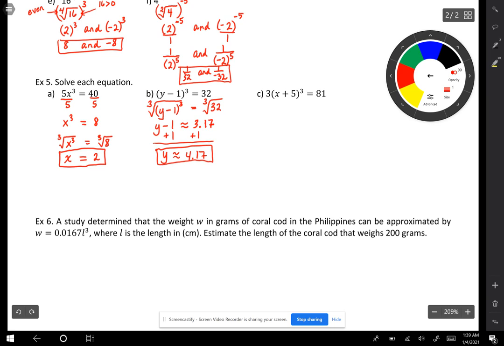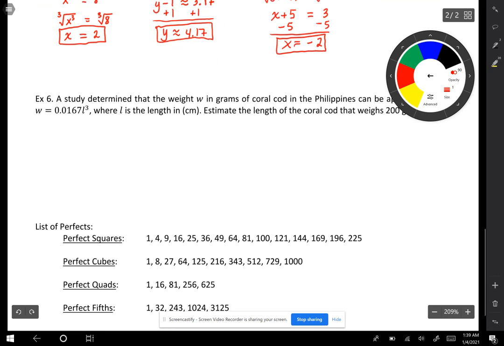Right? And our last one. So we want the variable stuff by itself. So we can divide both sides by 3 because it's outside the parentheses. So that cancels, and we have x plus 5 to the third power equals 81 divided by 3 is 27. Now you can take the cube root of each side. And the cube root of x plus 5 to the third, you just want one of the x plus 5s. And the cube root of 27 is 3. And then subtract 5. X equals negative 2.